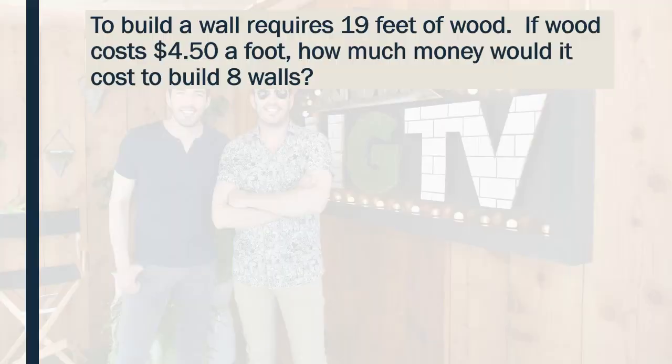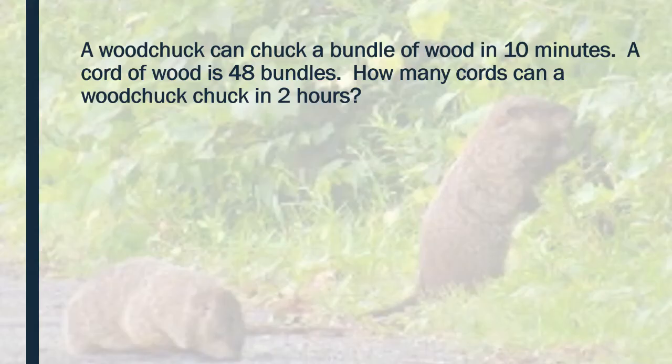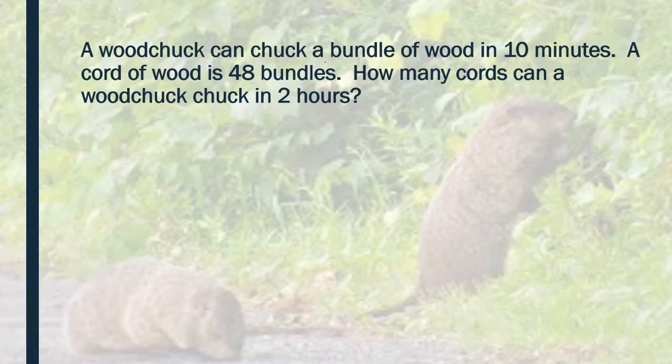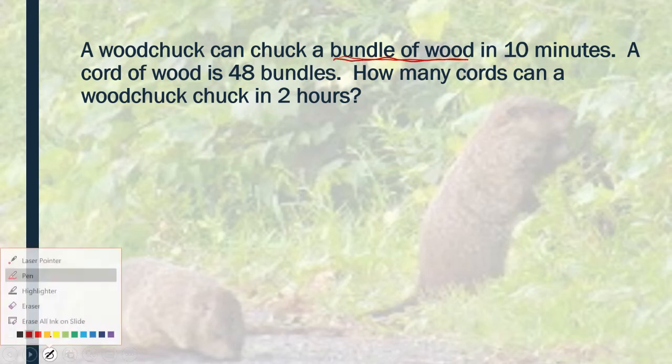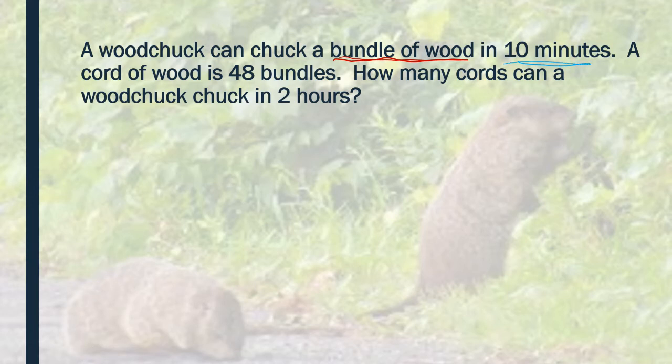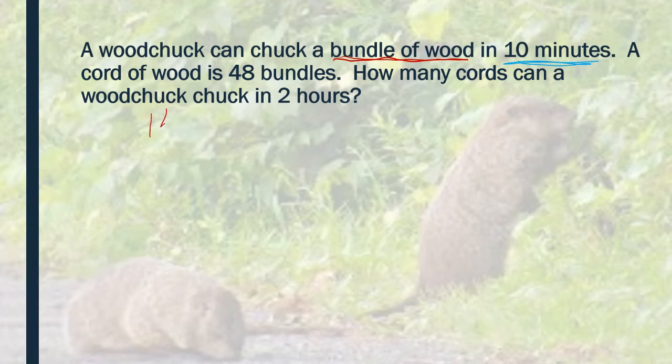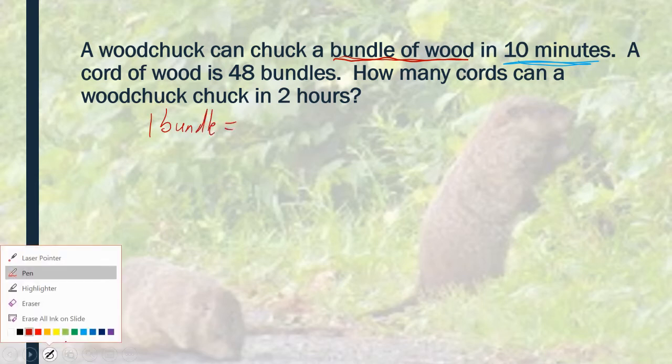All right, so let's try one with 3. Pretty sure that was a 2. This is a 3. So let's try when we have 3 things. In this case, a woodchuck can chuck a bundle of wood in 10 minutes. So it can do a bundle, and it takes it 10 minutes to do a bundle. So we can say that one bundle equals 10 minutes. That's a thing.